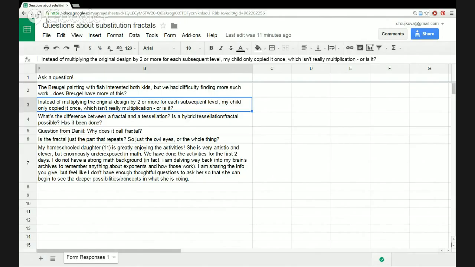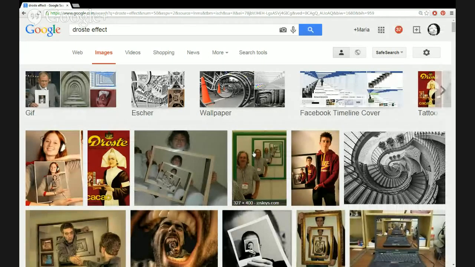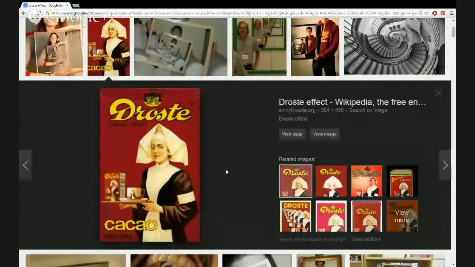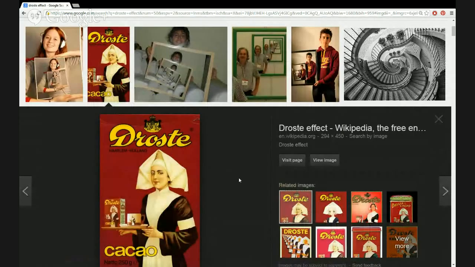Now, the reason I love it is that it's a classic in fractals and in art. It's called the Droste effect. After this chocolate cover, the box of cocoa had the same box on it, which also had the same box on it. And so people started to make those designs.